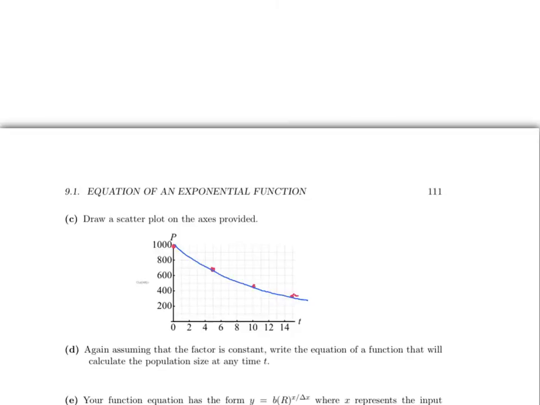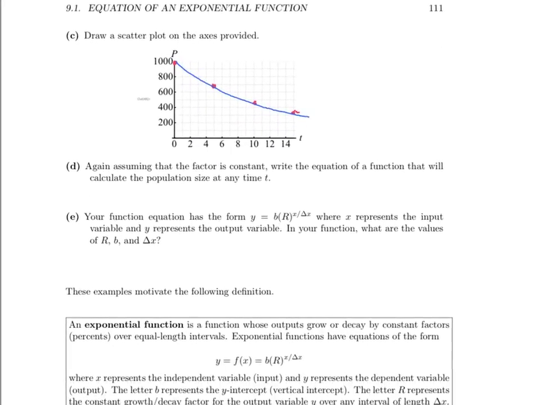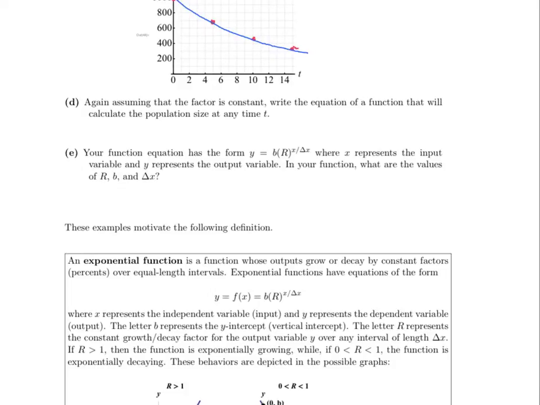Okay, let's have a look at parts D and E. Again, assuming that the factor is constant, write the equation of a function that will calculate the population size at any time t. So let's think back to that pattern we saw. We calculate our population by starting with the 1,000 individuals, and we multiply that by factors of 0.7, and the only thing that changes is what the exponent is equal to.